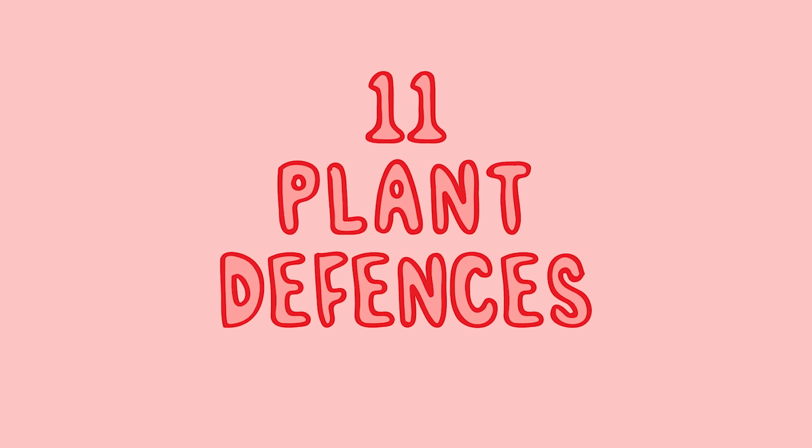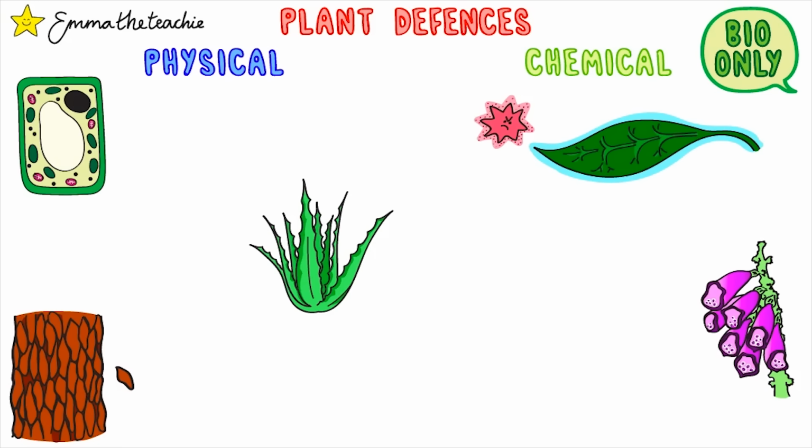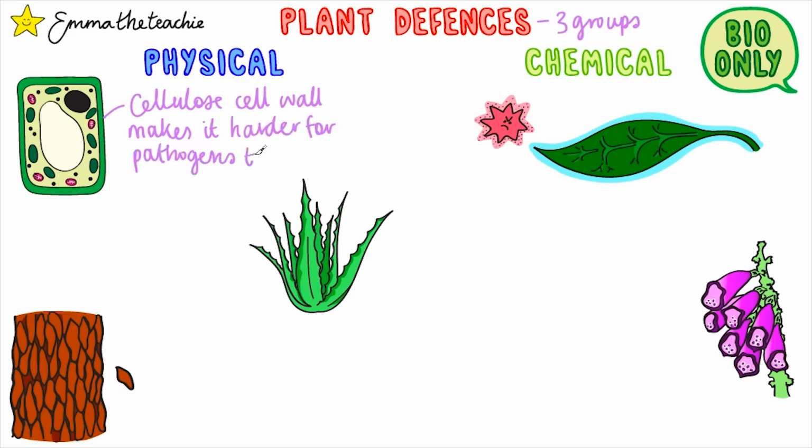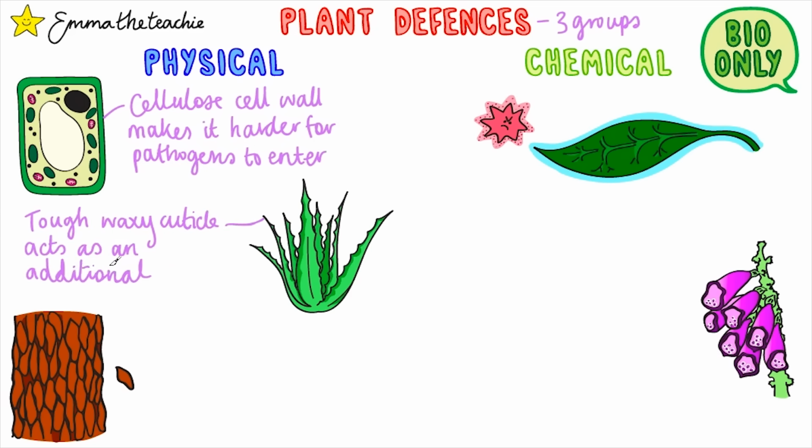And finally, 11. Plant defenses. Plant defenses can be split into 3 groups: physical, chemical, and mechanical. Let's start with physical defenses. Plants have a cellulose cell wall that makes it harder for pathogens to enter the cells. The leaves can have a tough waxy cuticle that acts as an additional barrier to pathogens.